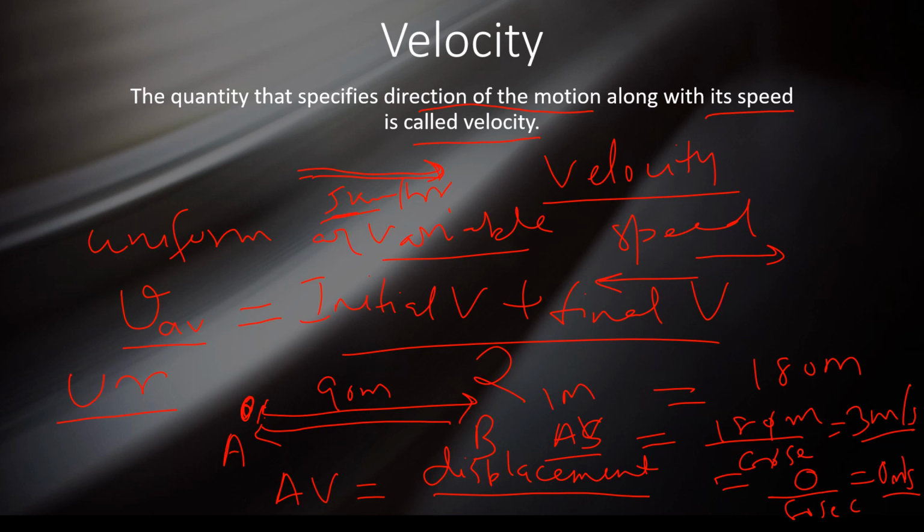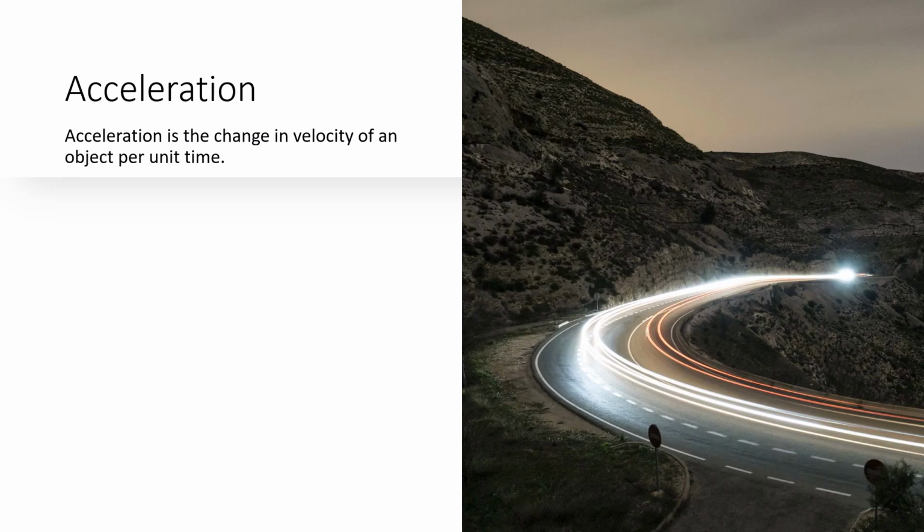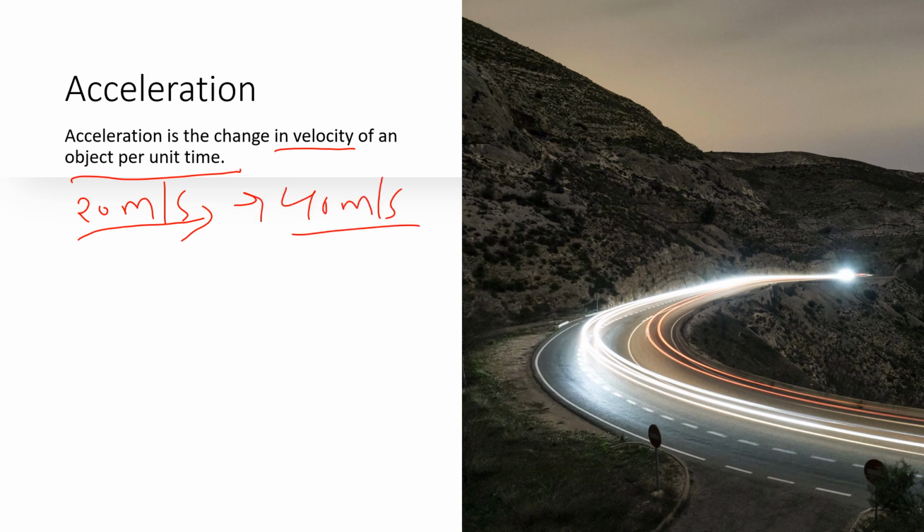Now let's move to acceleration. What is acceleration? Acceleration is the change in velocity of an object per unit time. As you see in the car, suppose your car is moving at the rate of 20 meter per second. Now you speed up, and your car reaches 40 meter per second. So what happens here? Here the acceleration is happening. You are speeding up your car, which means there is acceleration.